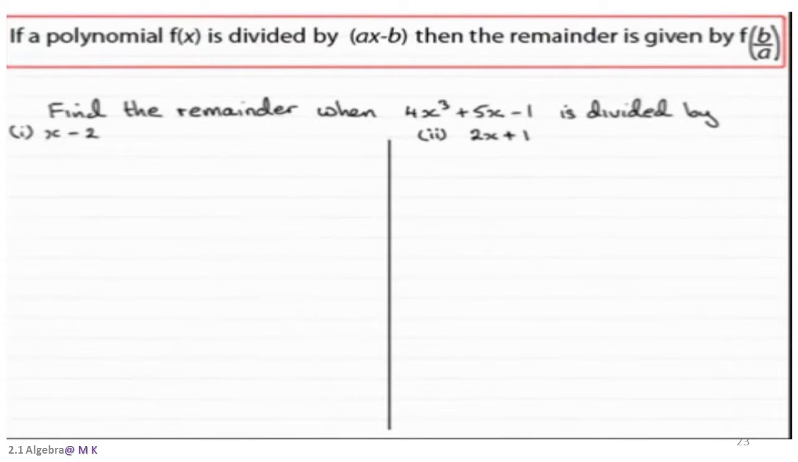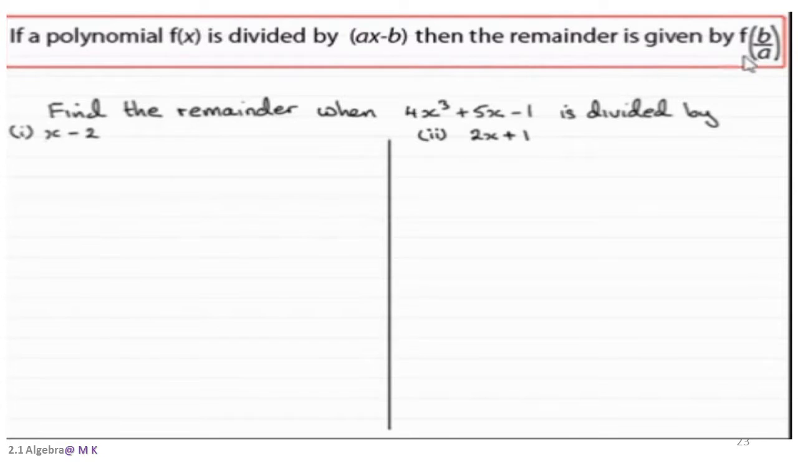Hi. Now in this tutorial what I want to introduce you to is the remainder theorem. That's this theorem up here. Essentially the remainder theorem gives us a quick way of finding the remainder when a polynomial f of x is divided by something of the form ax minus b, where a and b are constants, and that remainder is given by f of b over a.